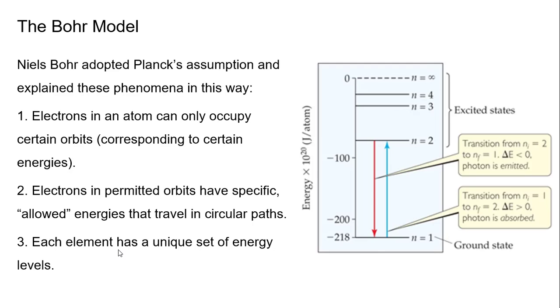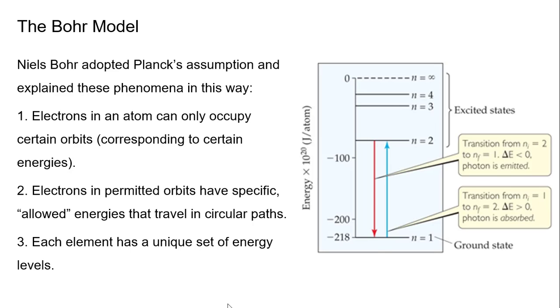With the line spectra, from his research, he came up with 3 postulates, basically from what he could see. And the first one is that electrons are found at only specific distances from the nucleus, in orbits.